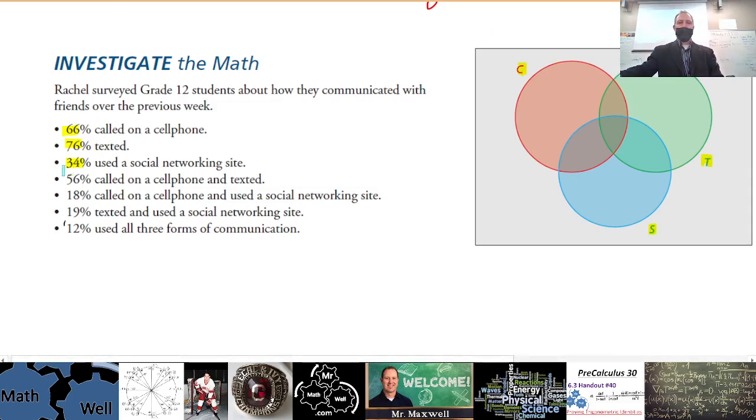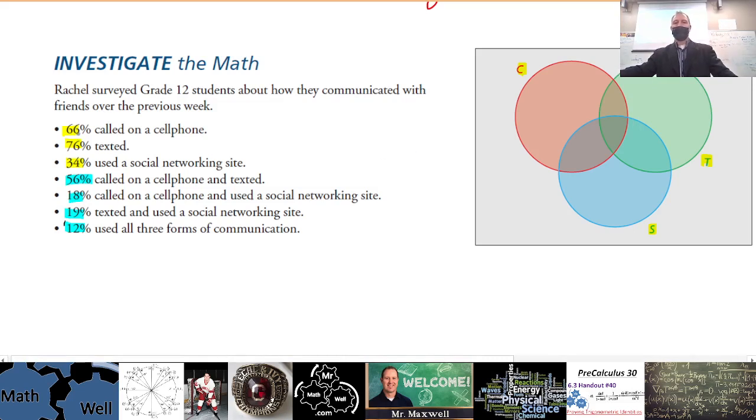The next bit of information we have is that 56% called on a cell phone and texted, 18% called on a cell phone and used social networking sites. So that's the intersection, if you remember, from 3.2. 19% texted and used social networking sites, 12% used all 3 forms of communication. So we've got all these sections, and in this first example, we want to place all these in the Venn diagram. A couple things that we want to remember.